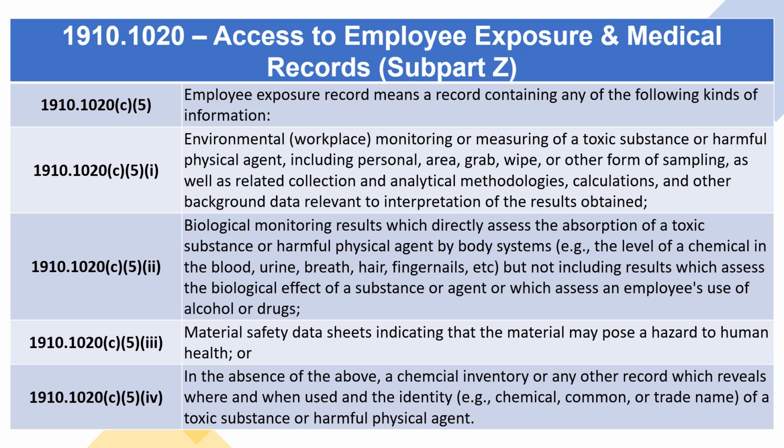1910.1020(c)(5)(iii) Material safety data sheets indicating that the material may pose a hazard to human health, or, in the absence of the above, a chemical inventory or any other record which reveals where and when used and the identity, e.g., chemical, common, or trade name, of a toxic substance or harmful physical agent.